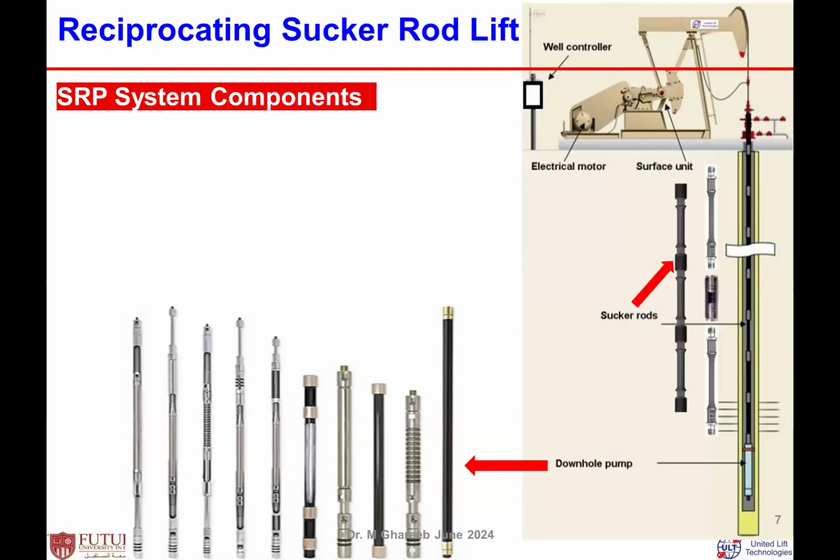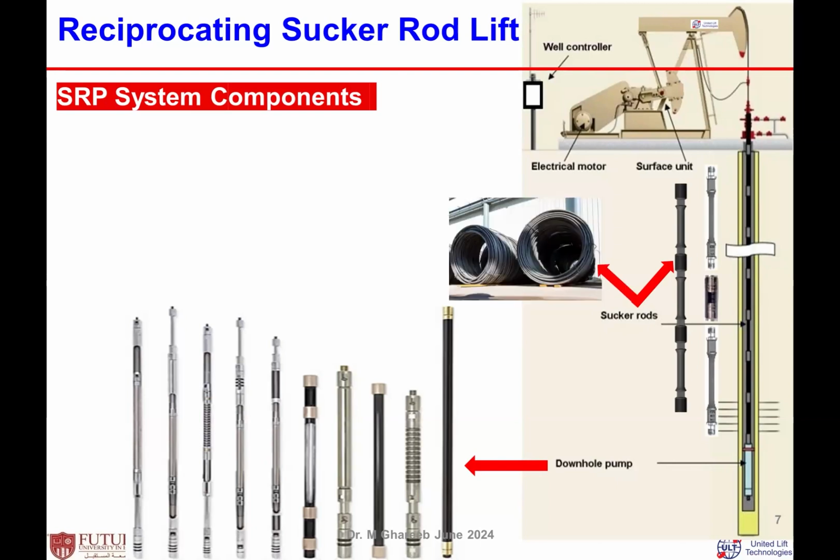Plus something to run the pump, to activate the pump, to connect the reciprocating motion of the surface equipment and transfer it to the downhole pump, called the sucker rod string. The sucker rod string is a mechanical link between the surface equipment and the downhole equipment. That's it. It does nothing else; this is the main function of that mechanical connection. We'll see how the rod lift system runs and lifts the fluid.